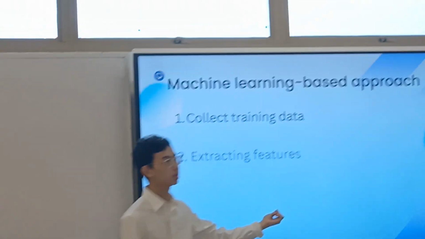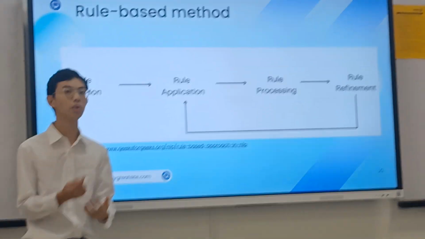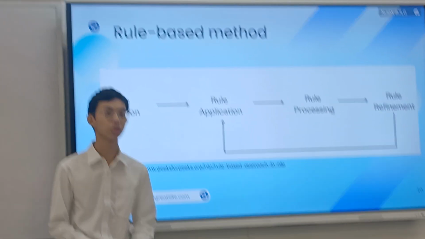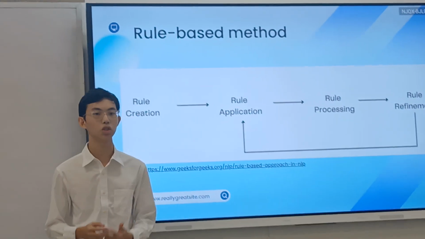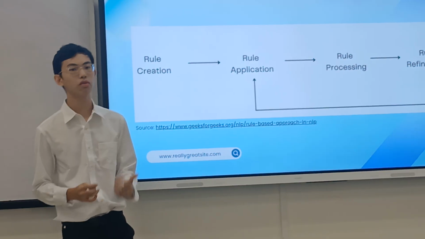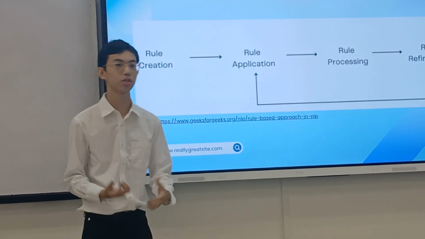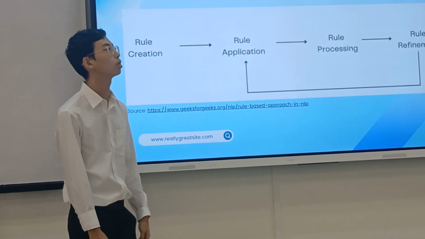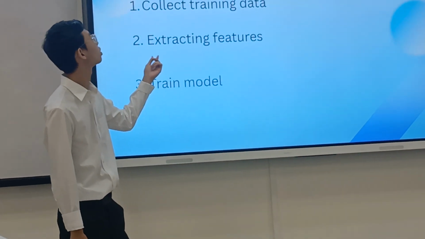But here is the defect, because every time there is an update, the researcher needs to manually rewrite the rules, which is slow, inefficient, and even the latest rules cannot cover every case. So this is why we need a more automatic solution. Next, which is machine learning.